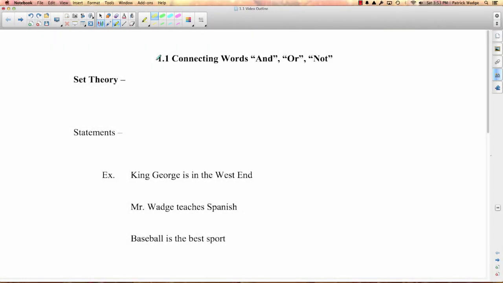Section 1.1 is on connecting words and, or, and not. Those are the connecting words. The connecting words are and, or, not. Three connecting words we're looking at.